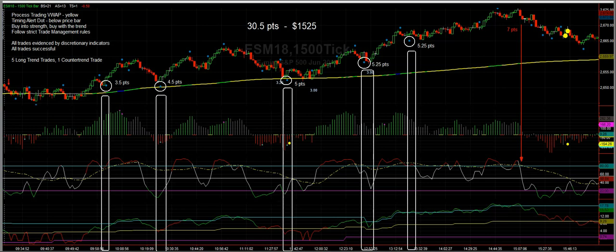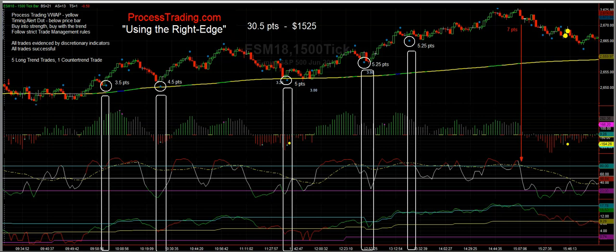Okay, this is April 26th, Thursday, and we're going to look at the daily money-making setups from ProcessTrading.com using the Right Edge trading system on the S&P E-mini day trading with the 1500 tick bar chart. What we see here are the setups. There were 1, 2, 3, 4, 5 long setups and one counter trend trade setup.